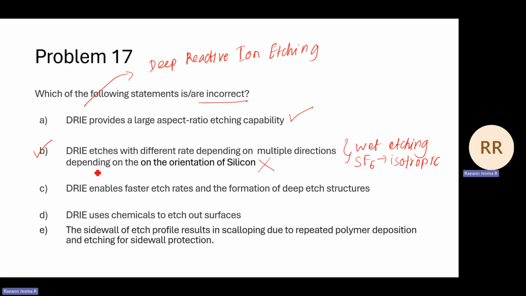Then DRIE enables faster etch rates and the formation of deep etch structures. That is correct. Then DRIE uses chemicals to etch out surfaces. This is also correct. Then E: the sidewall of the etch profile results in scalloping due to repeated polymer deposition and etching for sidewall protection. So how do we get these deep, high aspect ratio structures? That is because we are doing repeated polymer deposition and etching. Because of that, we will have something called scallops. So this is also correct. So the only statement that is incorrect is option B.